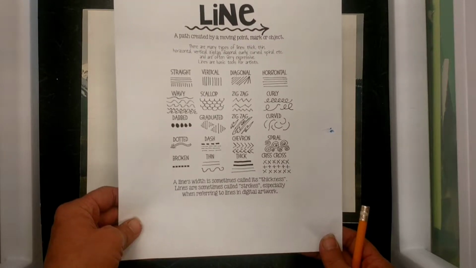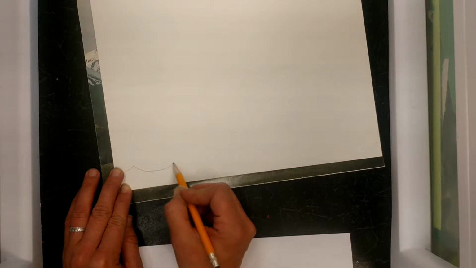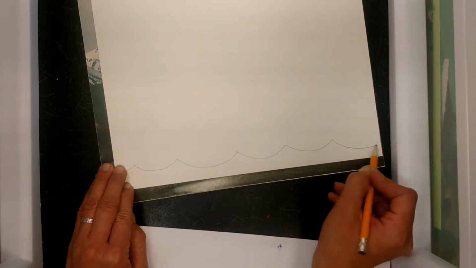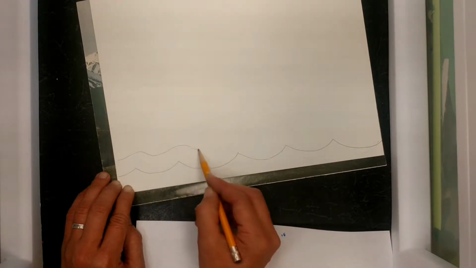I might want to start with some wavy lines. So I'm going to start in the foreground, the front of my picture, and I'm just going to add some wavy lines. I think of this as the water. So I have some water, and maybe that line changes a little bit. It's getting more rounded.